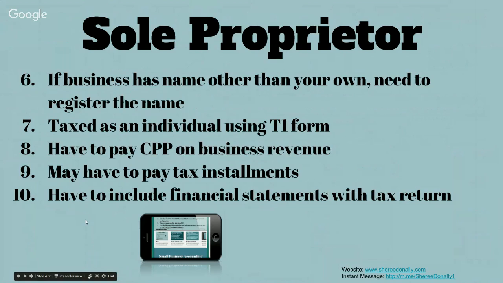The first year that you're in business, you don't have to pay tax installments. After that, you may have to pay. If you owe the government more than $3,000, they will automatically set up installment payments, and you will have to pay in advance from that point on. And you have to include financial statements with your tax return. So if you know how to create financial statements, that's great. If you don't know how to create them, you may need to get an accountant to help you out with that.